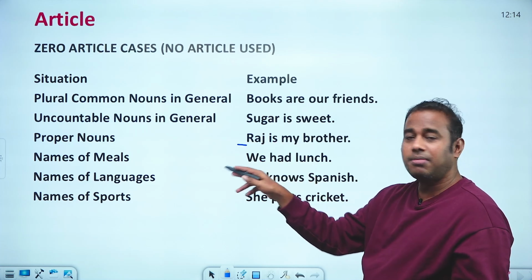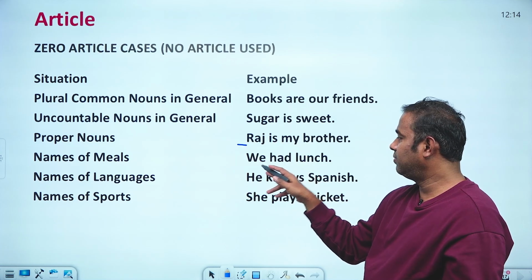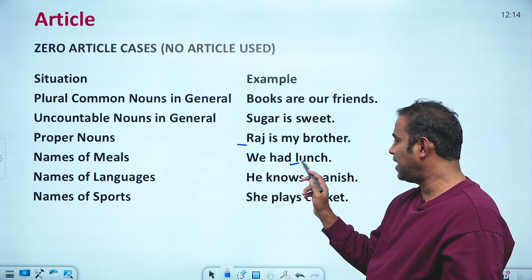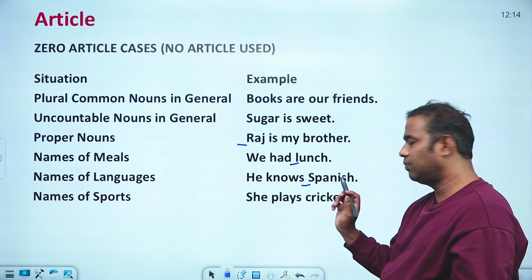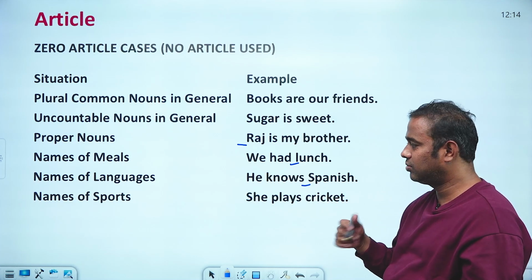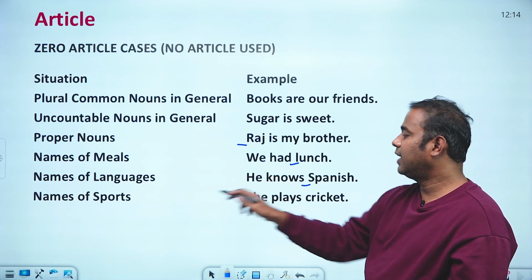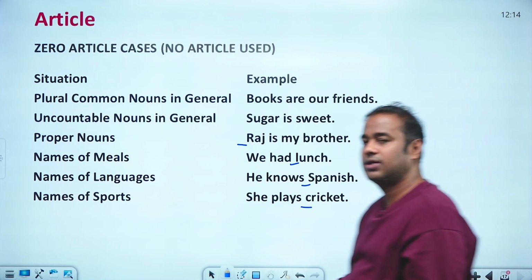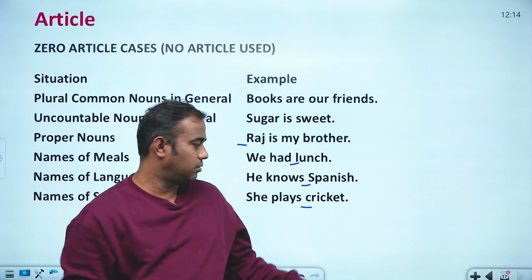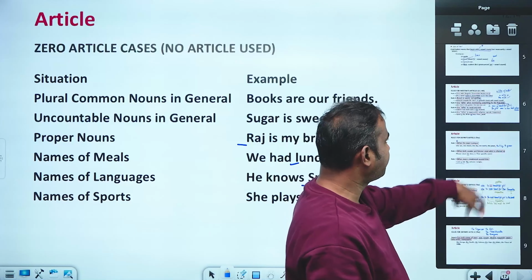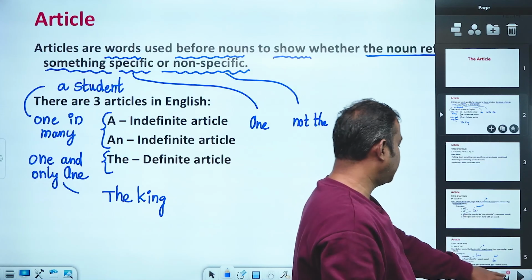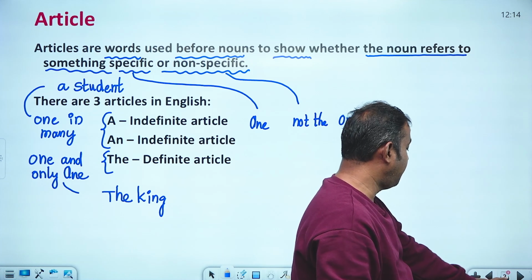Okay, so names of the meals. We had lunch. There is no need to say we had the lunch. And names of languages, there will be only one respective language, so there won't be any confusion. And names of sports, so he plays cricket. No need to say exactly the cricket, both are same. Okay, so that is the thing related to articles here.